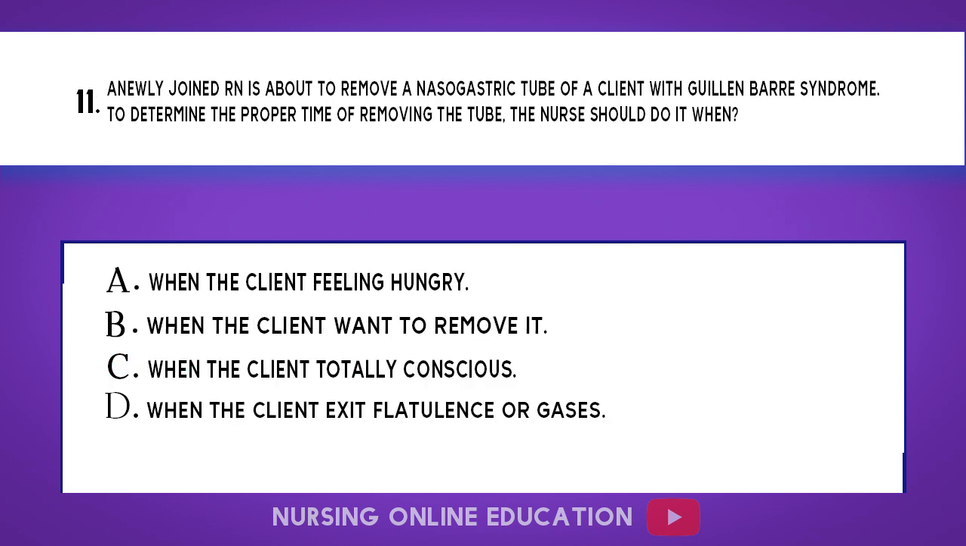11. A newly joined RN is about to remove a nasogastric tube of a client with Guillain-Barré syndrome. To determine the proper time of removing the tube, the nurse should do it when A. The client feels hungry. B. The client wants to remove it. C. The client is totally conscious. D. The client expels flatulence or gases. The answer is option D, when the client expels flatulence or gases.